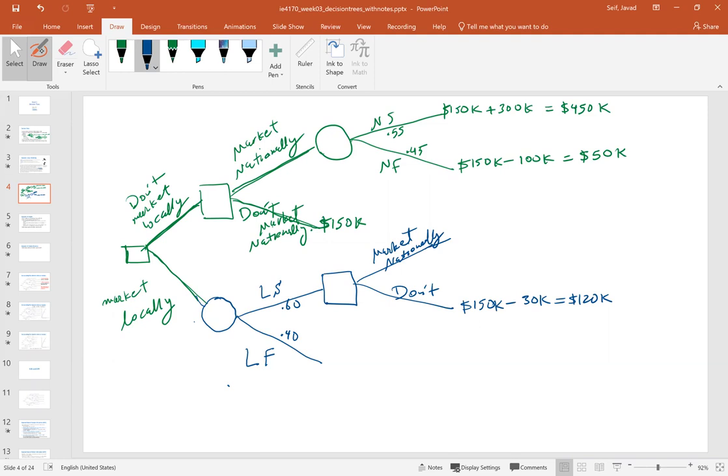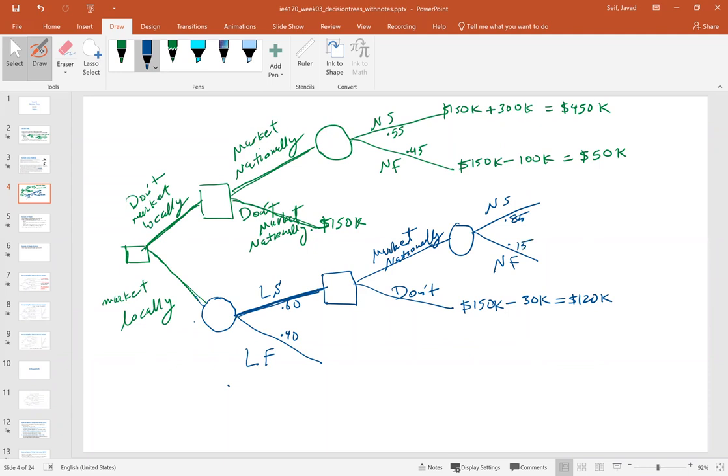But we want to include all the options, all the possibilities here, and let the method or algorithm decide which course of action is the best. And if I market it nationally, again, there is a chance that it's a national success or national failure. And I've been told that with the product, if it is a local success, which is the case because we are on this branch, and you go market nationally, there is the chance that it will be successful also nationally. It's 85%. If it's locally successful, the chance that it is national failure is only 15%.